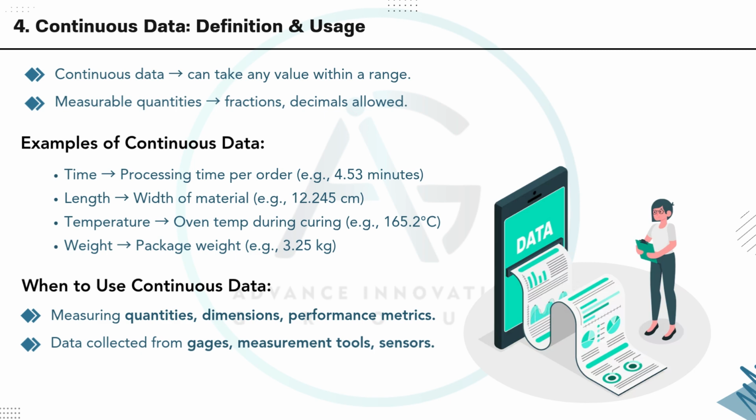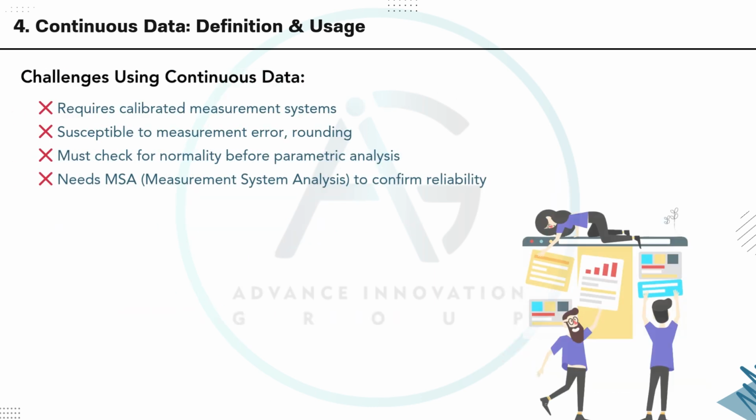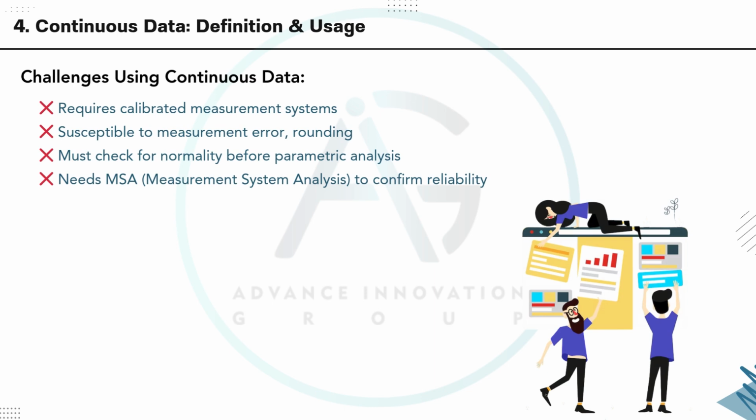When to use continuous data? Whenever you're measuring something. Quantities, how much. Dimensions, how wide, long, heavy. Performance metrics, like cycle time, response time. Continuous data definition and usage. Now let's talk about continuous data. Continuous data can take any value within a range, like time, temperature, weight, or length. It's measured, not counted, which makes it very detailed and powerful for analysis.